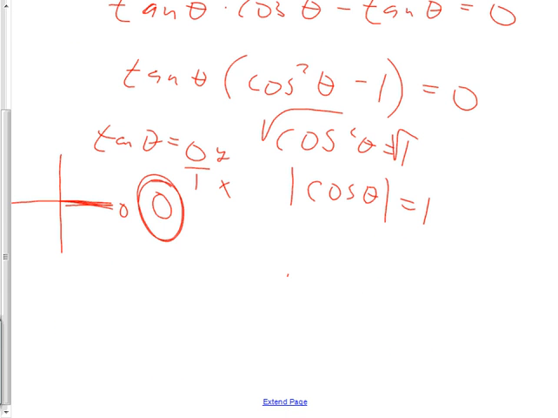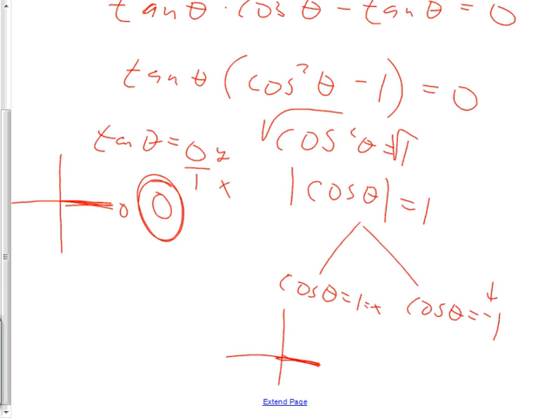Good. Then you need to break it into 2 parts. Cosine theta equals 1 and cosine theta equals negative 1. The only difference between those two is that little negative right there. Then I get two answers. Where is cosine, which is x? Where is x equal to 1? There's only one spot, and it's right there.